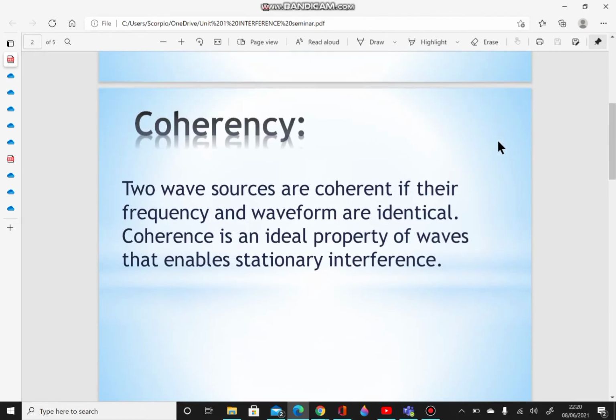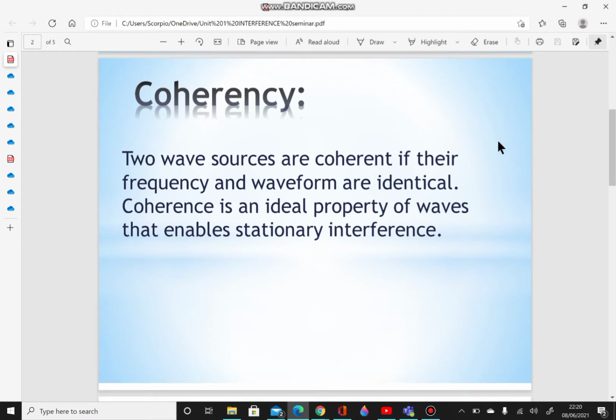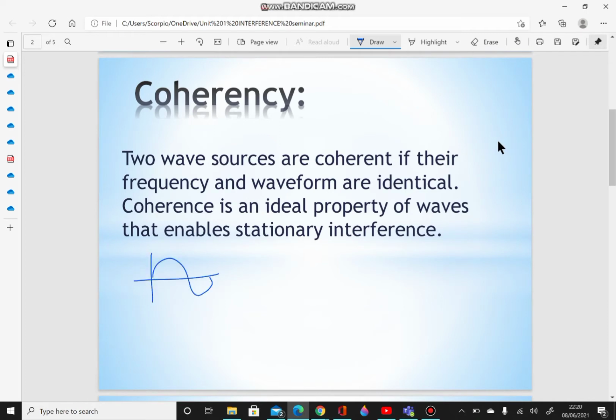So what is coherency? Two wave sources are said to be coherent if their frequency and waveforms are identical. That is, for two waves from different sources to be coherent, they must have the same frequency, same wavelength, and a constant phase difference. Let's consider an example. Let's take a sine wave. Now let's take another wave.